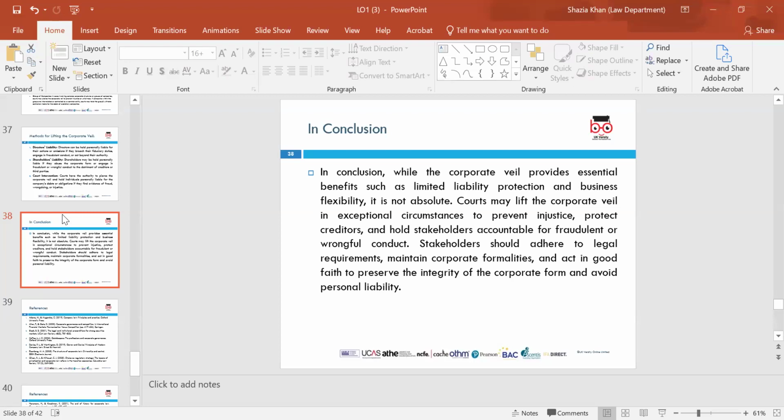And as we've mentioned, there are so many different ways in which the courts have the ability to lift the corporate veil, and the circumstances in which they may do this, to prevent any sort of fraudulent activity or any sort of injustice that's occurring. So we've finished learning outcome 1 in regards to the company law unit.